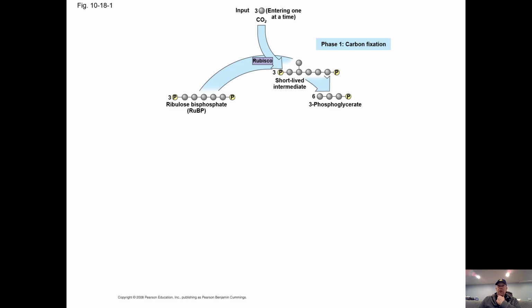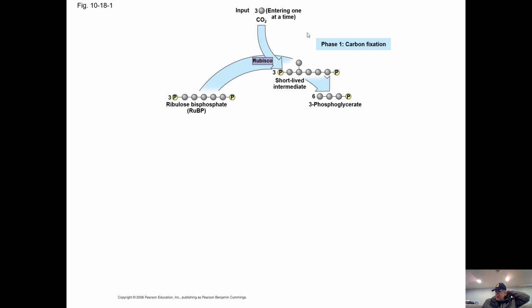The first phase is called carbon fixation. That's when carbon dioxide comes into the system, and there's going to be an enzyme there called Rubisco, and it's going to combine with something called RuBP, which is short for ribulose bisphosphate. Three carbon dioxides will enter, and they will combine with three of the RuBPs in the presence of Rubisco. It's going to make a six carbon molecule real quick, but then it rearranges into six three carbon molecules.